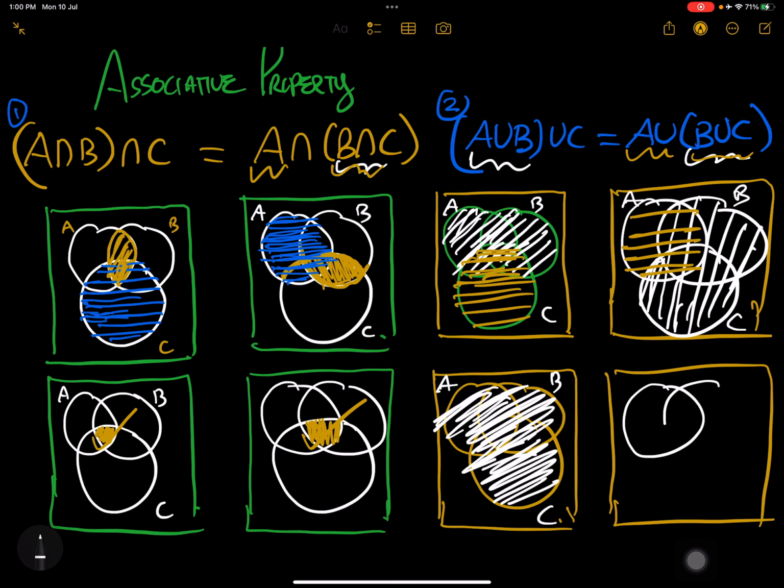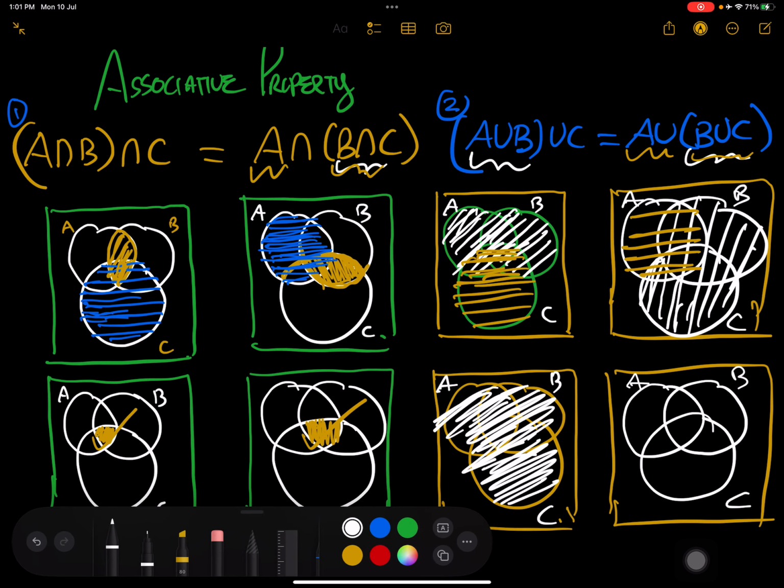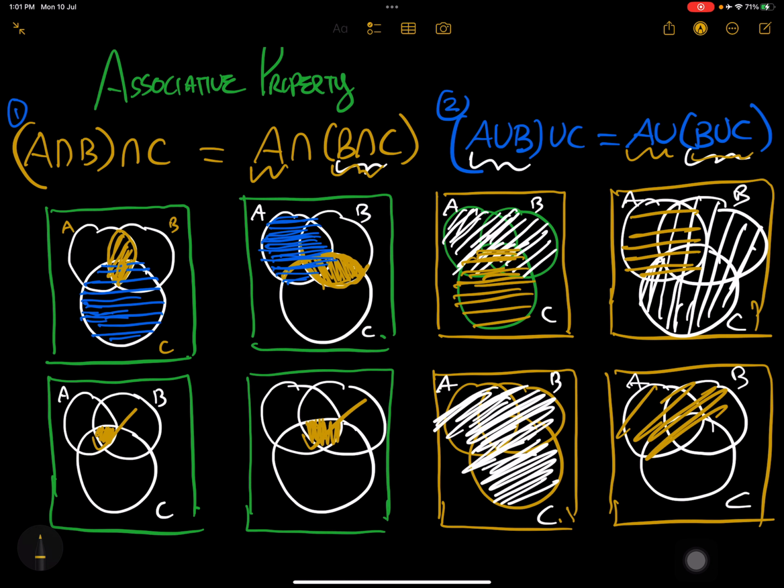So you have three circles like this. You have set A, set B, set C, and then we are going to shade everything to represent A union B union C. And we've been able to prove that the associative property holds for both the intersection and the union of sets.